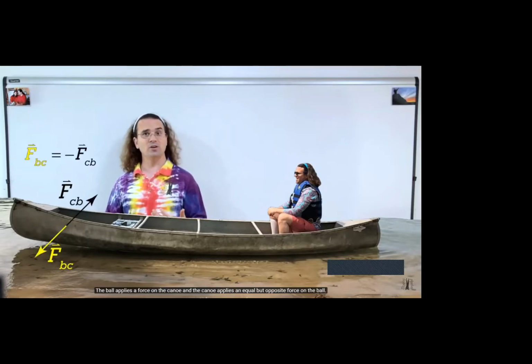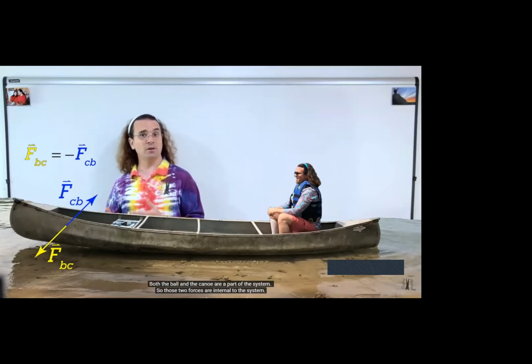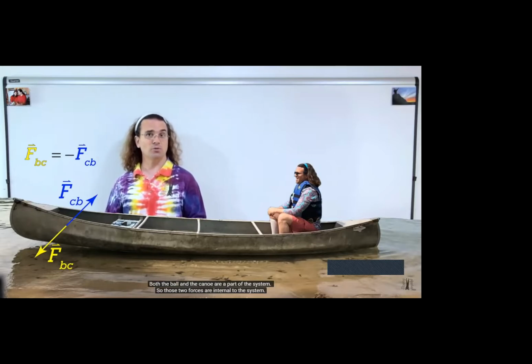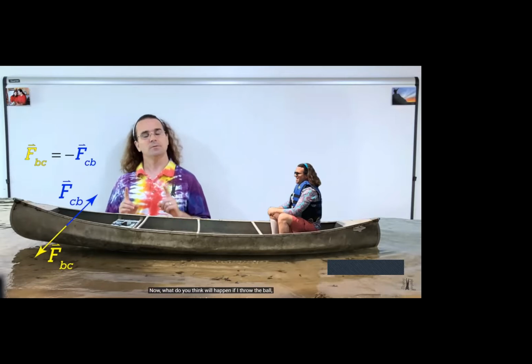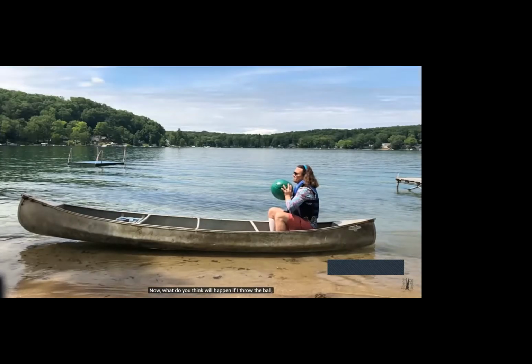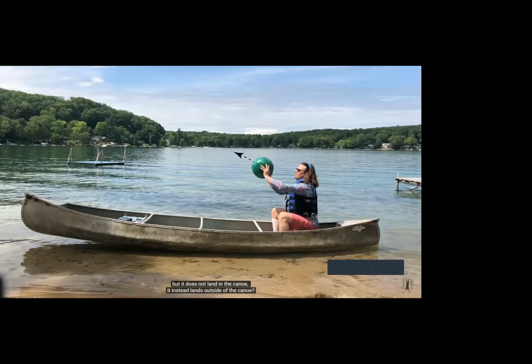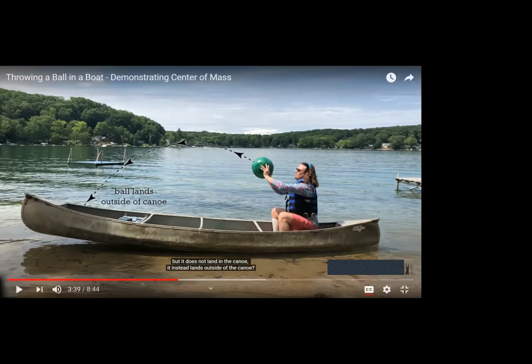Absolutely. There is a Newton's third law pair here. The ball applies a force on the canoe, and the canoe applies an equal but opposite force on the ball. Both the ball and the canoe are a part of the system, so those two forces are internal to the system, so the net external force is still zero. Now, what do you think will happen if I throw the ball, but it does not land in the canoe, it instead lands outside of the canoe?